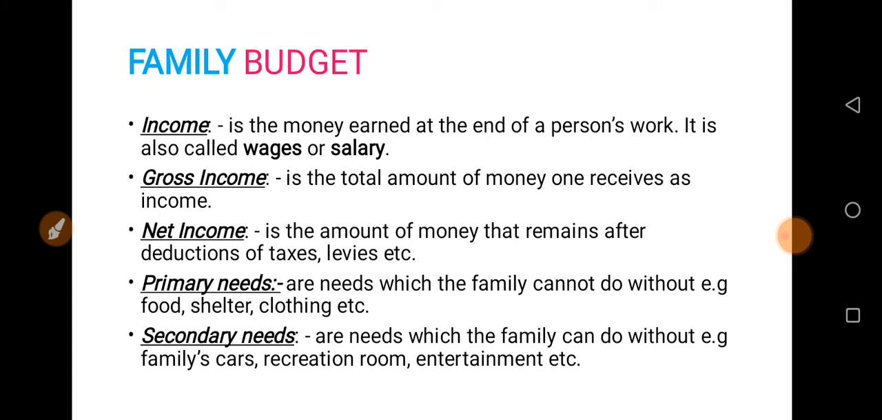For example, family cars, recreation room, entertainment. If you don't have that, the family can still move on. So, secondary needs are needs which the family can still do without. Remember, primary needs are the needs which the family cannot do without.